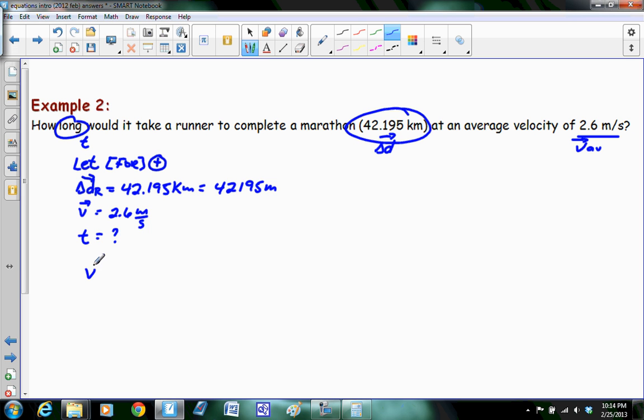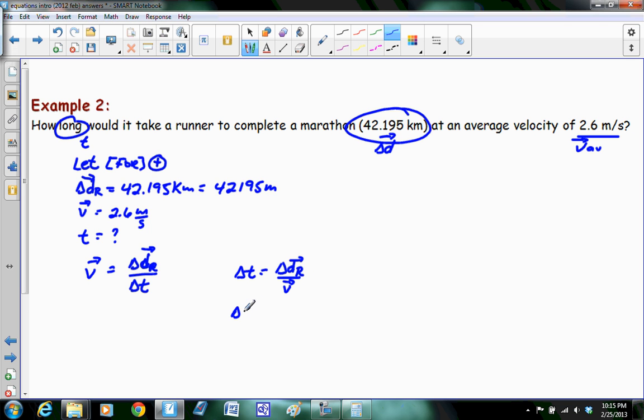So the equation we're using, it's a constant velocity. Use the constant velocity equation. So the velocity equals the displacement over my time. But now I have to rearrange the equation. So I'm going to bring the time over. I'm going to cross multiply. And the time is going to equal my displacement. I'm going to bring the velocity down. And there's my equation.